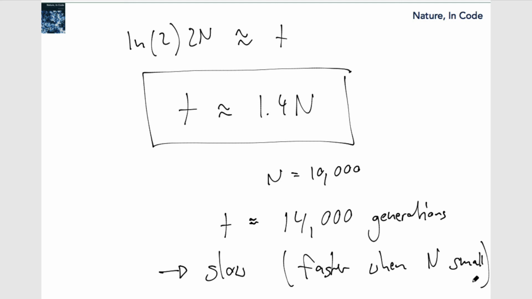In the next videos, we'll leave this mathematical world and we'll go back to simulating things. And the next concept I want to introduce is that of the effective population size.